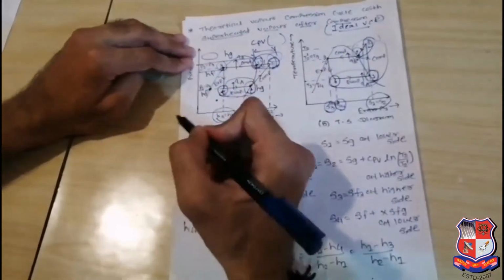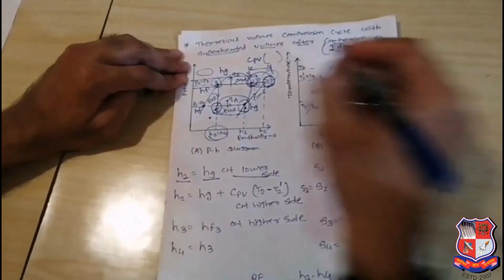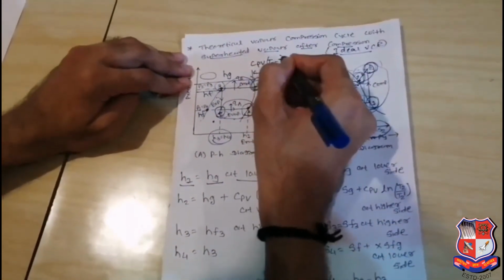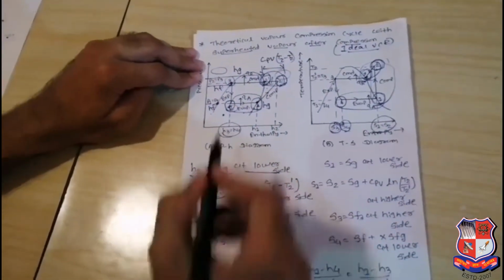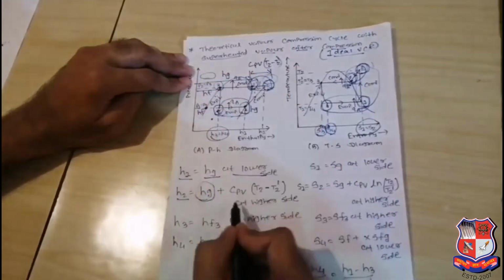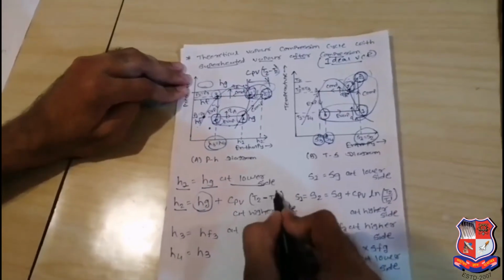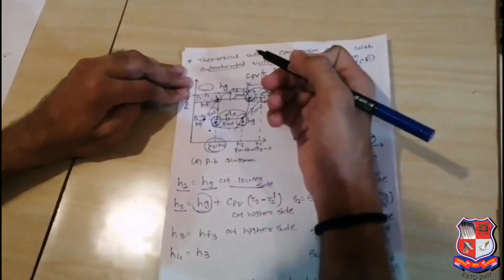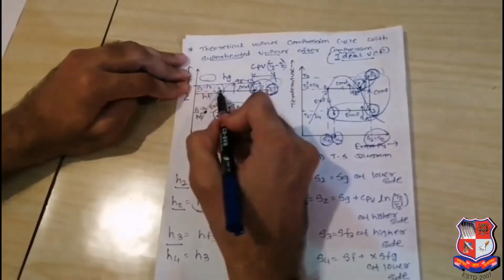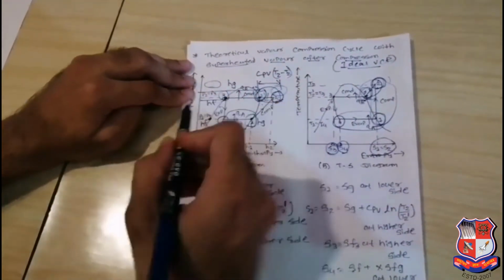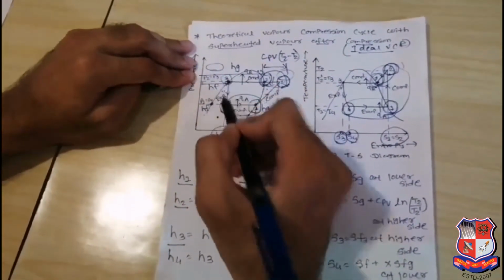You can see in the TS diagram, T2 is maximum, T2 dash is minimum, T2 minus T2 dash will be considered. So how do we consider H2? H2 is equal to enthalpy of the vapor, then after plus Cpv, specific heat of the vapor, times T2 minus T2 dash at higher side. Now H3, how can we determine H3? H3 on the saturation curve is there, liquid side, so you can directly take H3 is equal to Hf3, and we can directly say that in the throttling process H3 is equal to H4.